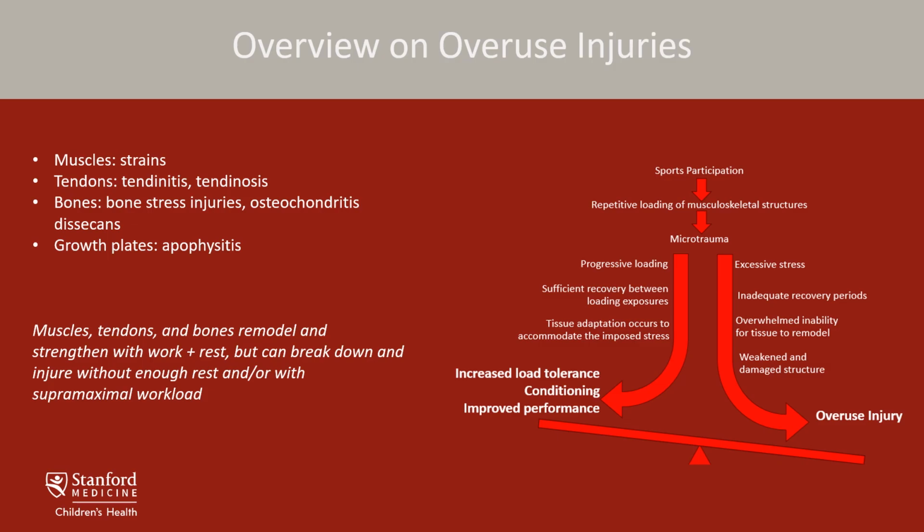Overall, these tissues accept exercise stimuli and can remodel faster, but if athletes don't recover enough between sessions or they load too much too quickly, our scale tips toward damage rather than adaptation.